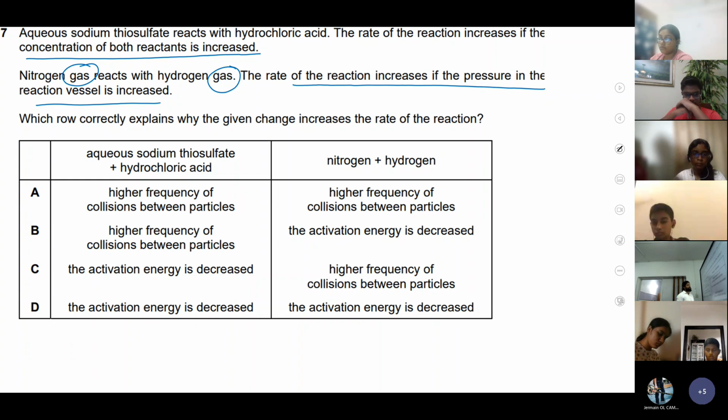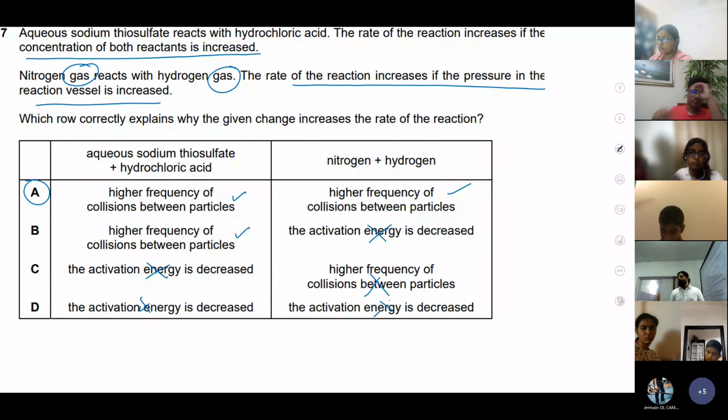Right? There is nothing to do with energy. So higher frequency of collision between particles, agreed. Wrong, wrong. Higher frequency, agreed. Activation energy never decreases because of pressure. Easy, right? If you analyze an answer, they are easy. But you have to link your thinking to prior knowledge.